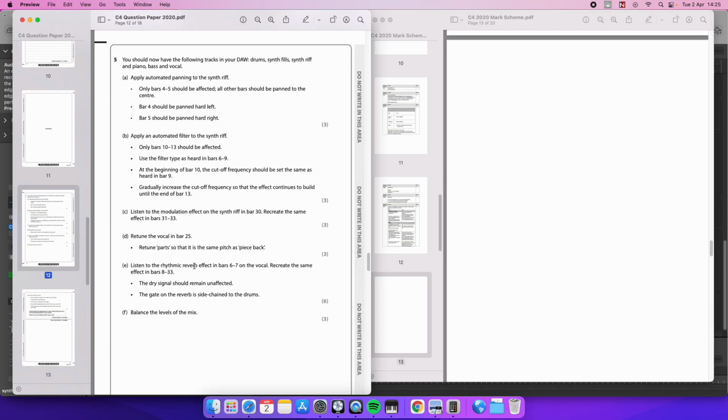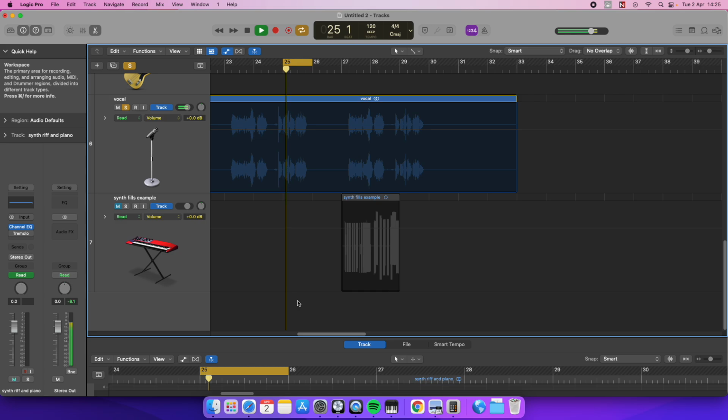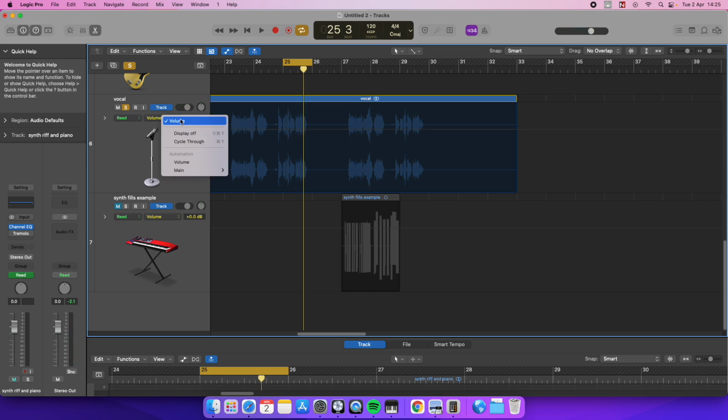25. Retune the parts so that it's the same pitch as piece back. Piece back all the parts. So it's got the same pitch all the way through, right? So rather than piece back all the parts, it's just all staying there.